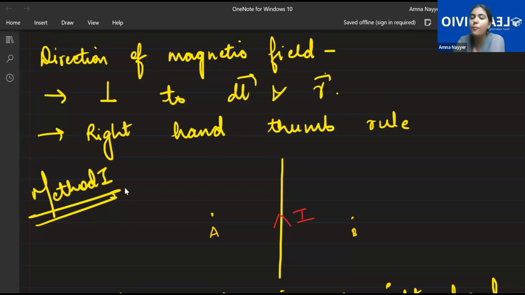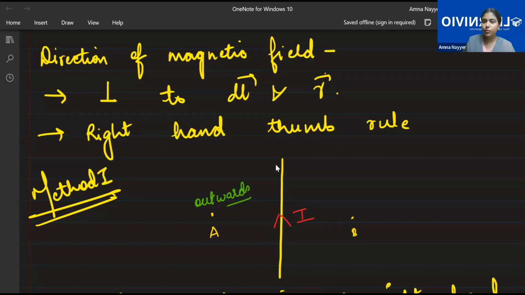Now see, where is your point? Let's say this is the point A. At this point A, where are your fingers going? Look, these are the fingers. At this point A, the fingers are pointing towards me, right? This is upwards direction. So when I am curling the fingers at this point A, the fingers are going towards me. Towards me means out of the page. So here the direction will be outwards.